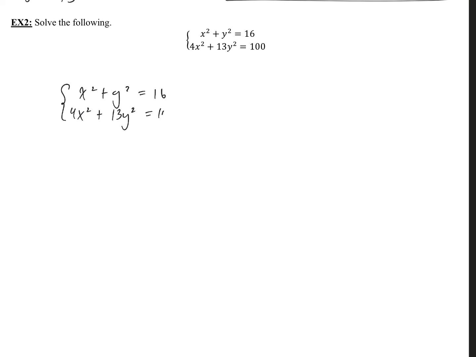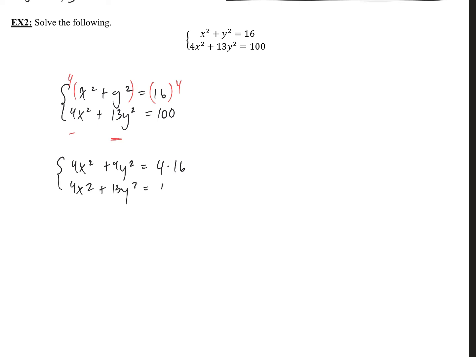Okay, so what are we looking to do? Well, in order to eliminate, we need to match one of the variables. I'm going to choose to match the x's because to match the y's, we'd need to have a 13. The x's just needs a 4, so that's easier. So I'm going to go ahead and multiply the top equation by 4 on both sides. And then I get 4x squared plus 4y squared equals, and I'm just going to leave it as 4 times 16.